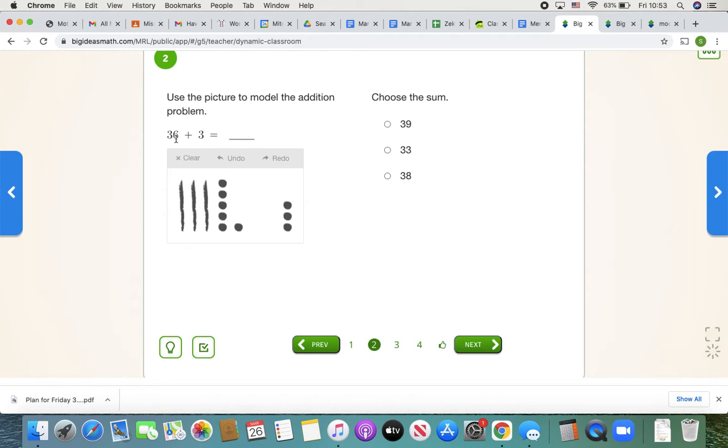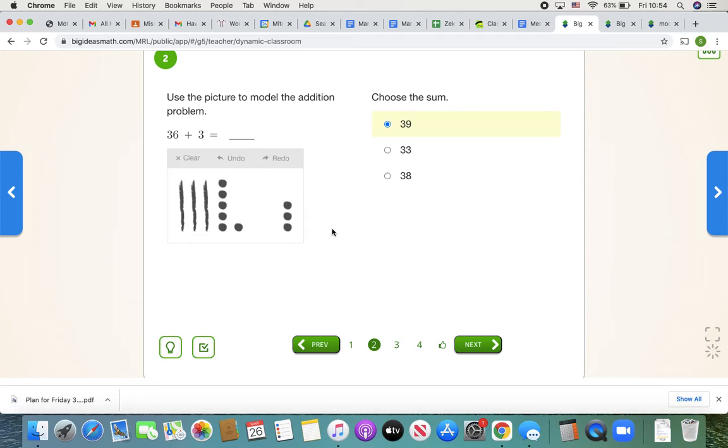And if we add 6 plus 3, we would get what answer? If we hold up 6 fingers and then add 1, 2, 3 more fingers, how many fingers now are you holding up? Start out with 6 fingers and you added 3 fingers, you get 9. So our answer is going to be 39.